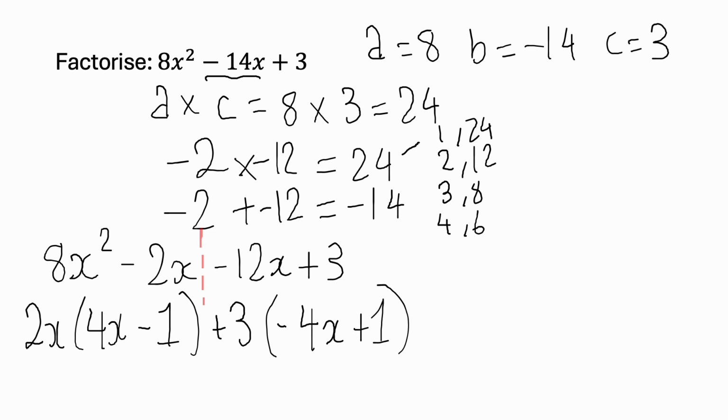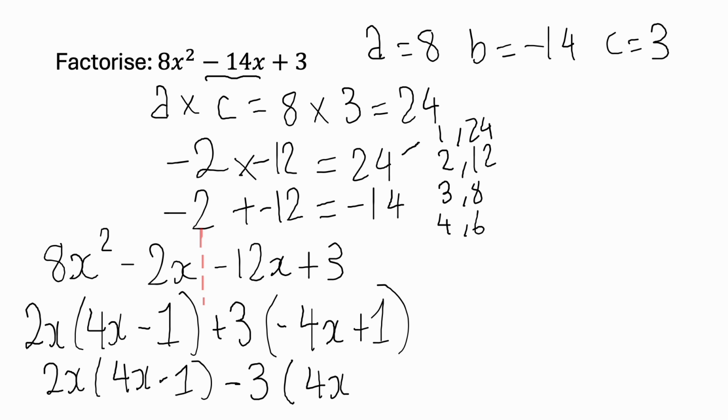Oh, but our terms inside our brackets are different. So how can we change this one here to make it similar to that one? What we can do is change this positive 3 into negative 3. So turn into negative 3 in brackets. Negative 3 times by positive 4x makes that negative 12x. And if you do negative 3 times by negative 1, that will make 3. Sorry, and now we put it into double brackets.